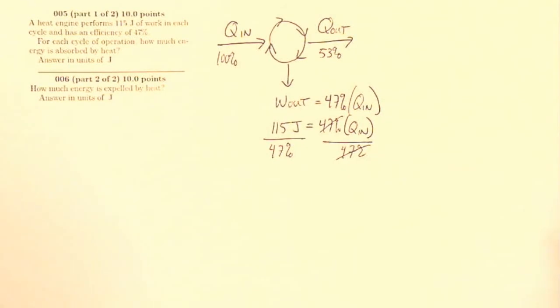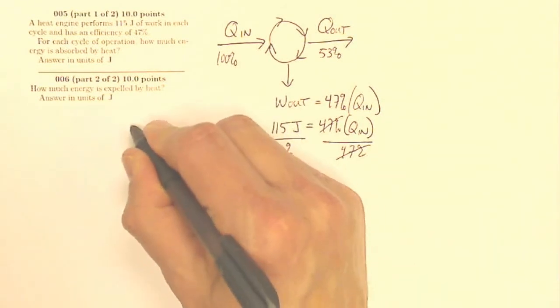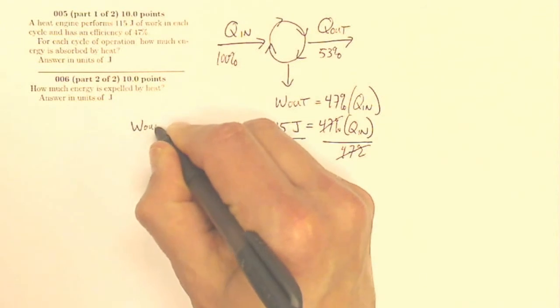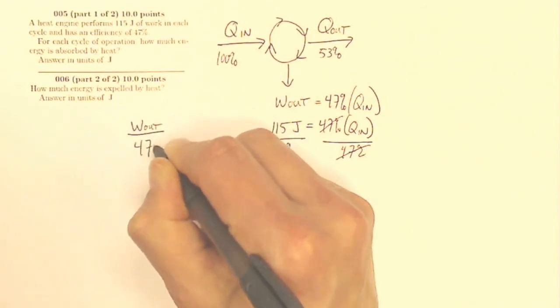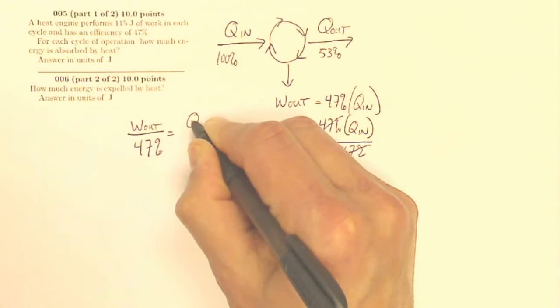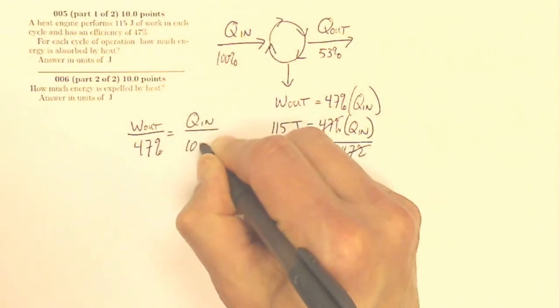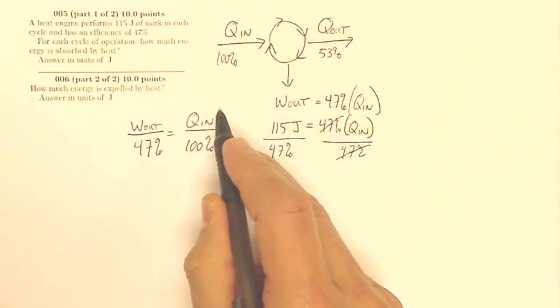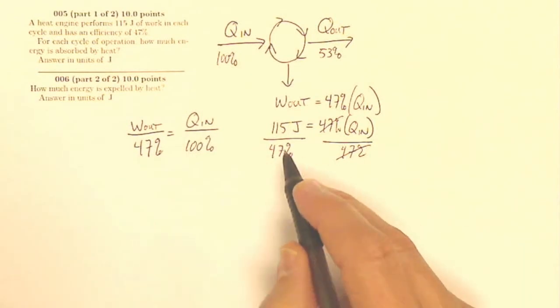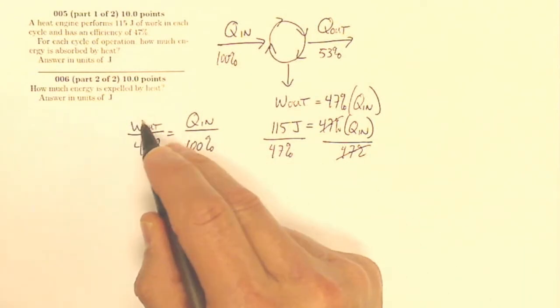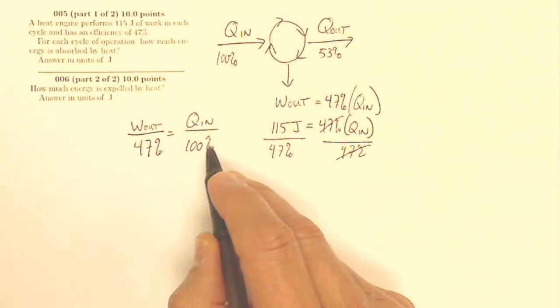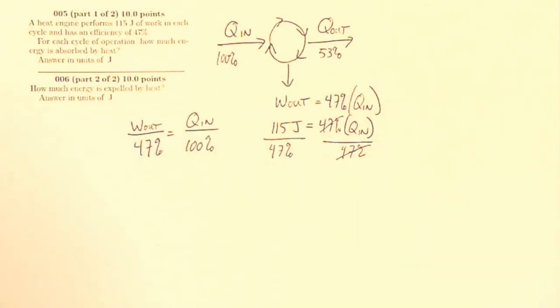You could also do this with a ratio, and you could say that work out is to 47% as Q in is to 100%, and that would also get you the same answer that you're getting here. So that would be 115 over 47% times 100% gives me my Q in.